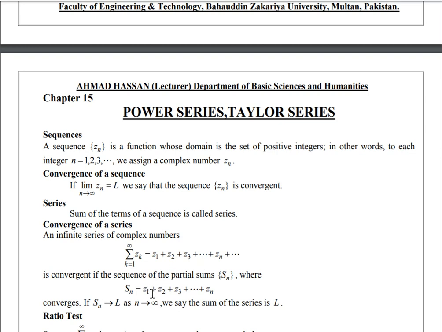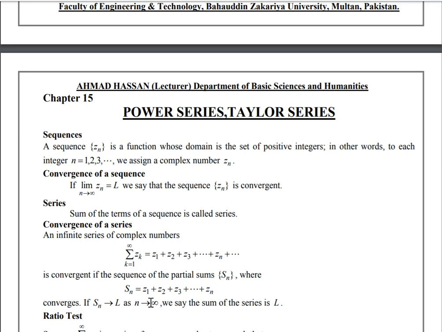Sn is equal to z1 + z2 + z3 + z4 + ... + zn, the n-term sum. S1 is the 1-term sum, S2 is the 2-term sum, S3 is the 3-term sum, S4 is the 4-term sum, and so on. Sn is the n-term sum. If this partial sum sequence converges to some number as n tends to infinity, then we say that the series converges to that number, which is equal to L.